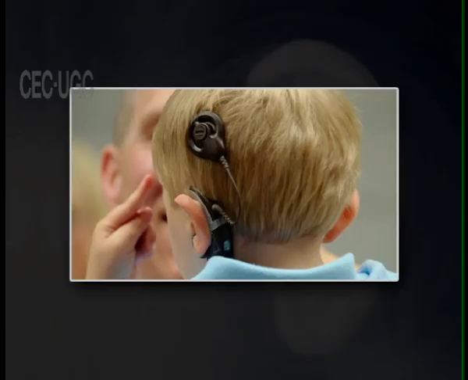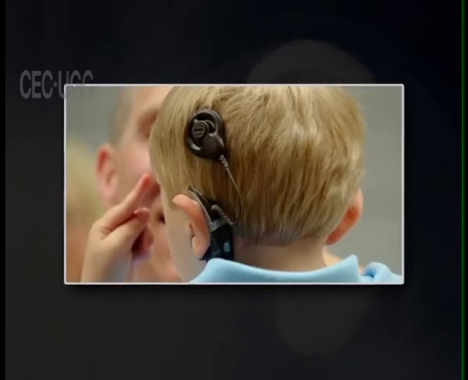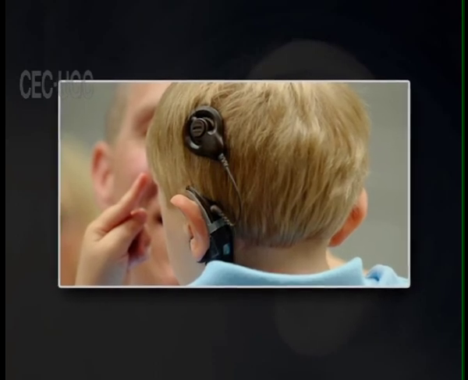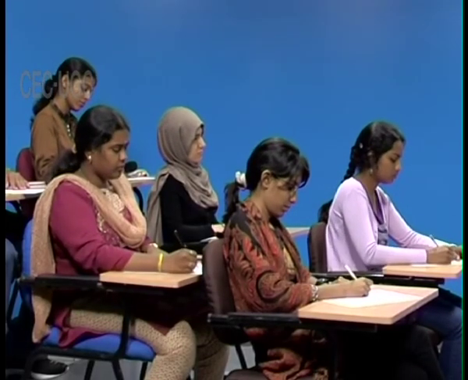Auditory brain stem implants. They are different from cochlear implants. Instead of placing the stimulator in the cochlea, it is placed directly on the surface of the brain. These are some of the adaptive devices for a hearing impaired individual.